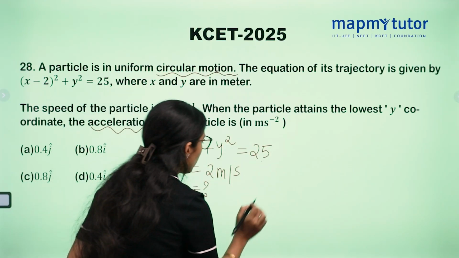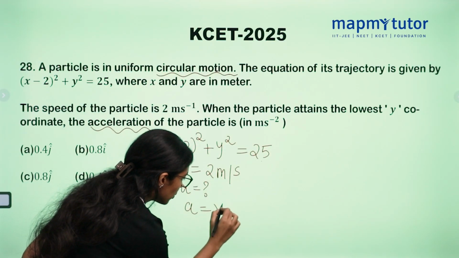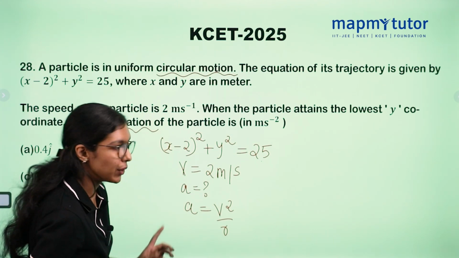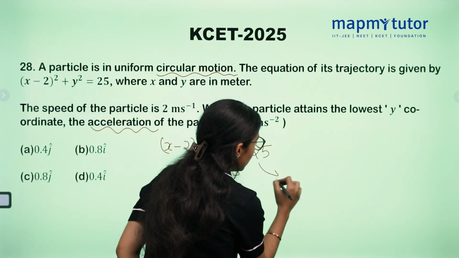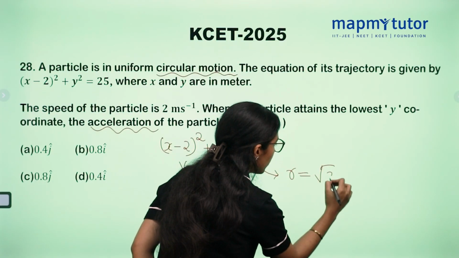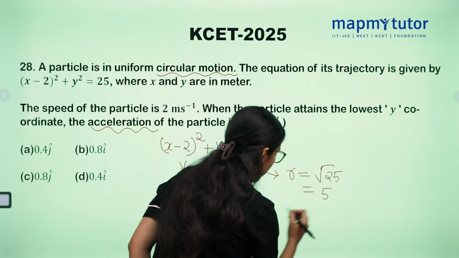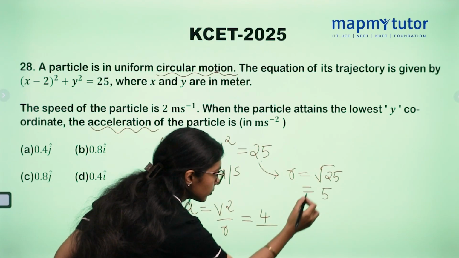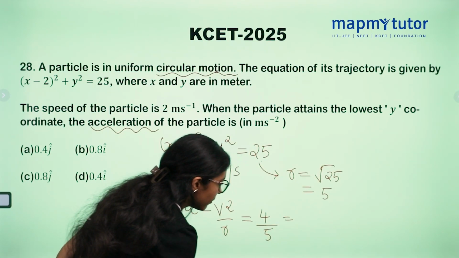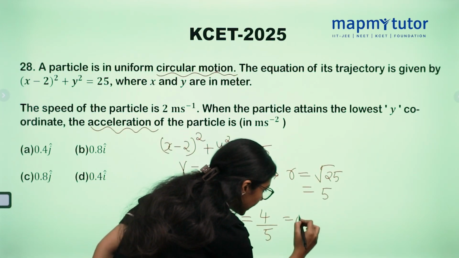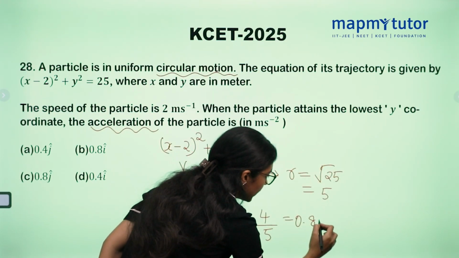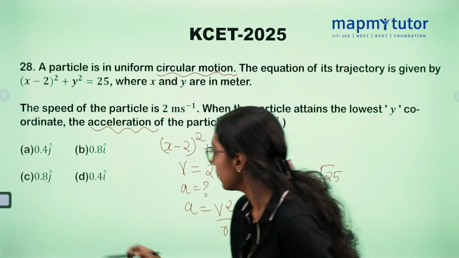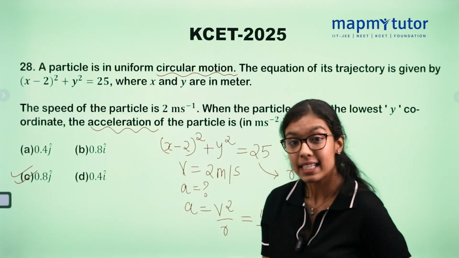Now, we can find out r from here because I know a equals v squared by r. v is given to me, r is not given to me. I find r from here: r will be under root 25, which is 5. Putting in, 2 squared is 4, 4 divided by 5 comes out nearly to be 0.8 in the y coordinate. So what is the answer? Option C. Done. Easy question.